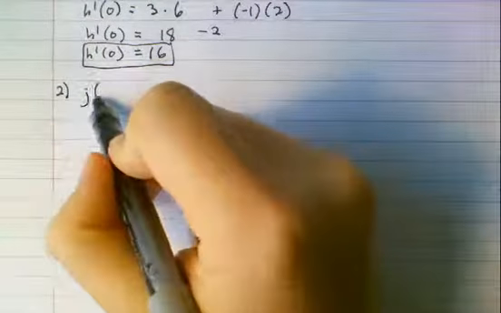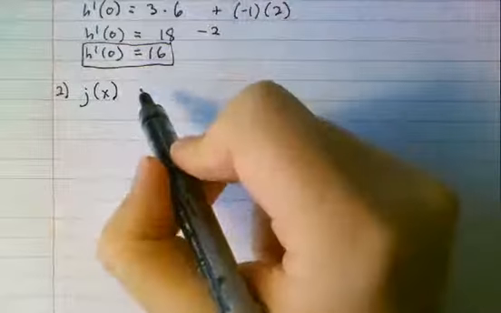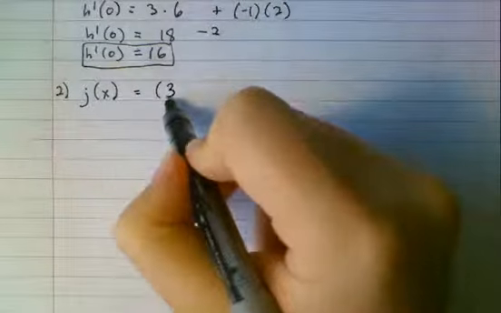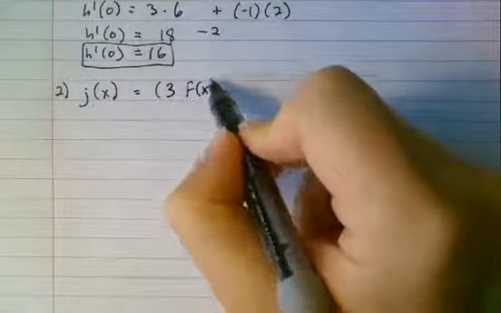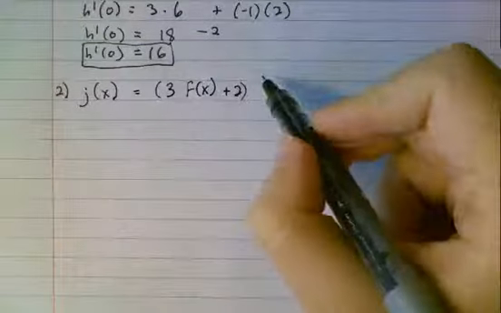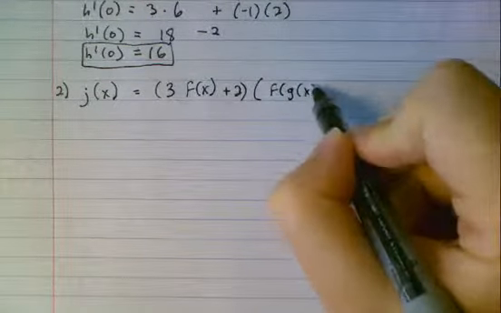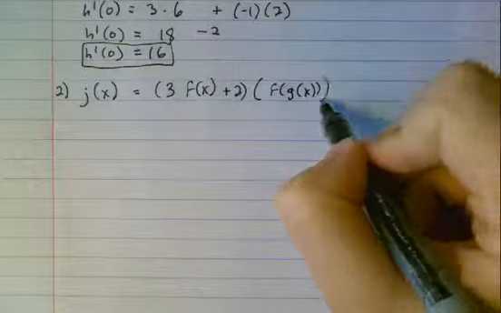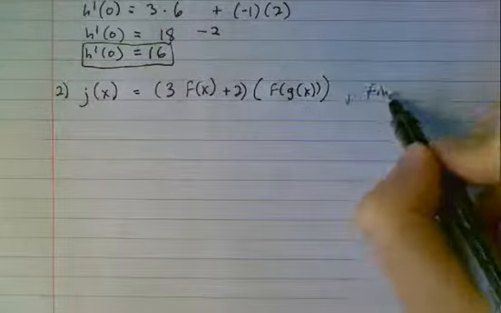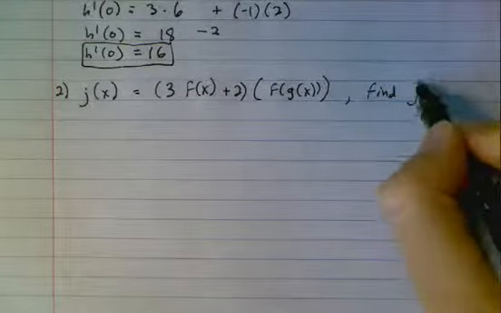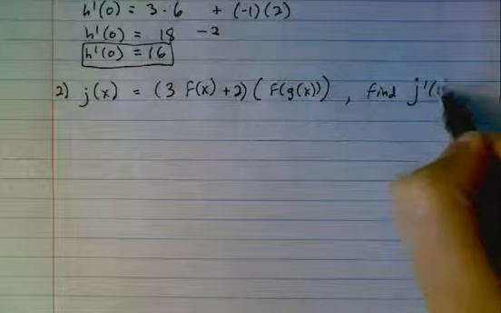Let's say we've got an equation j of x, and that's equal to 3 times f of x plus 2, all of that times f of g of x. And we want to find j prime of 1.